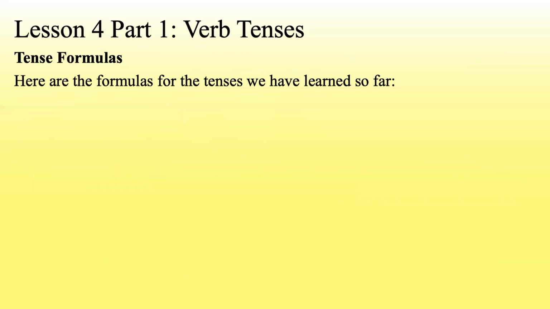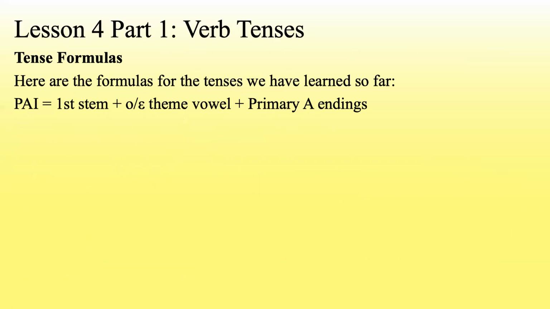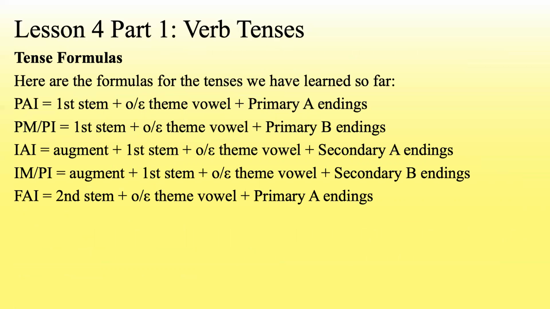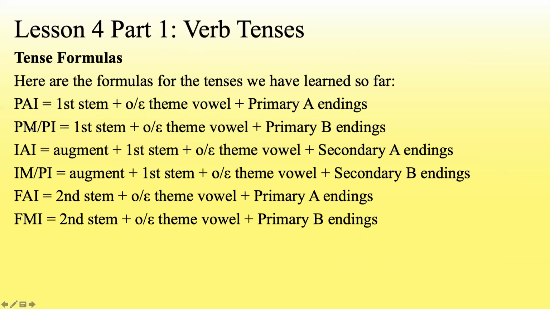All right, so here are the tense formulas that we've learned so far. Present active indicative: first stem, omicron epsilon theme vowel, primary A endings. Difference between that and the present middle passive indicative is that we have B endings. Difference between those and the imperfects are that we've added an augment for the imperfect because it's a past tense, so it's a secondary tense, so it's also going to get secondary endings, because past tenses, augments, secondary endings all go together when you're talking about the indicative. All right, future: the only difference between that and the present is the second stem instead of the first stem, going to have primary endings there.